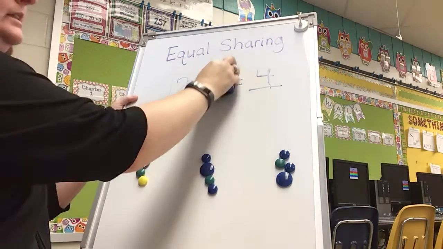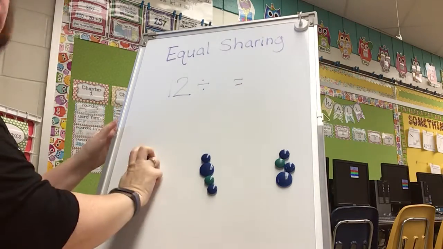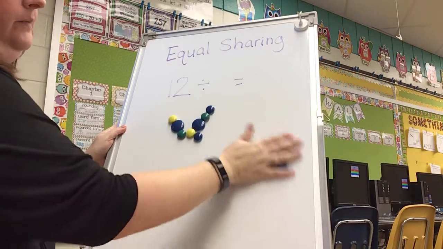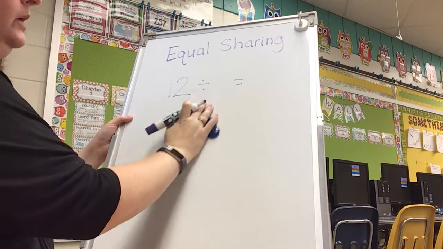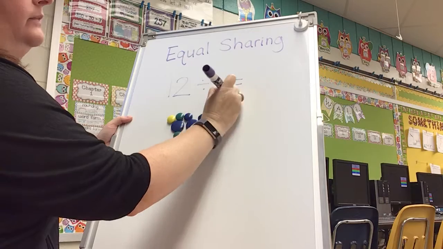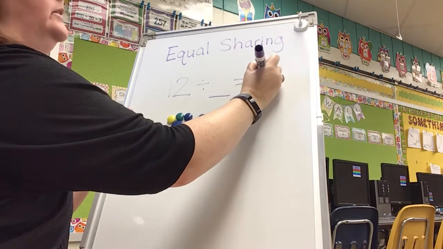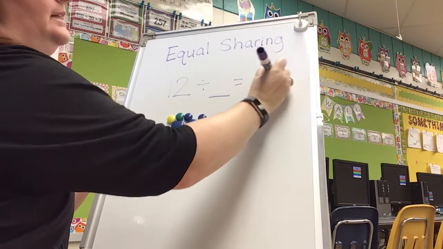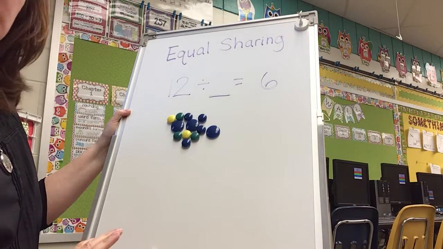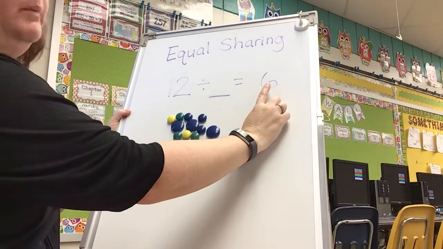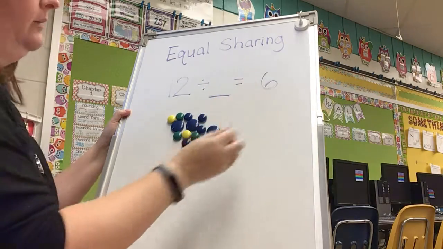Let's try this again. Sometimes on your math problems, they're not going to tell you how many groups to make, but they will tell you how many you have in each group. So for this one, we're going to have 12 divided by, we don't know what, but we are going to end up with 6 in each group. So the way that you're going to solve these problems is you're going to make groups of 6 to find out how many groups you end up making.